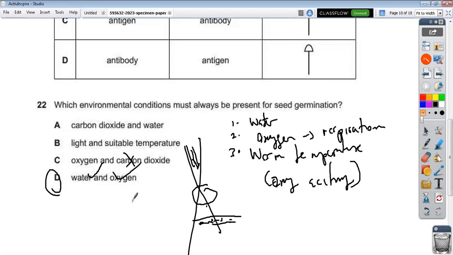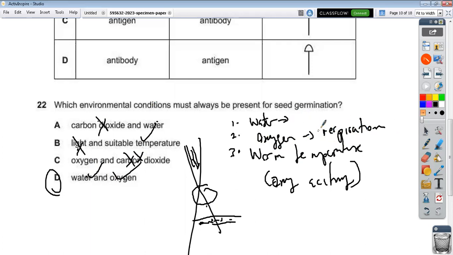We don't need carbon dioxide here. We don't need light. Can you see the mistake? So water is fine. Carbon dioxide is wrong. Light is wrong. Suitable temperature is okay. Remember, we need water as a solvent for the chemical reactions. We need oxygen for respiration to take place during germination, because without respiration, there won't be germination altogether.